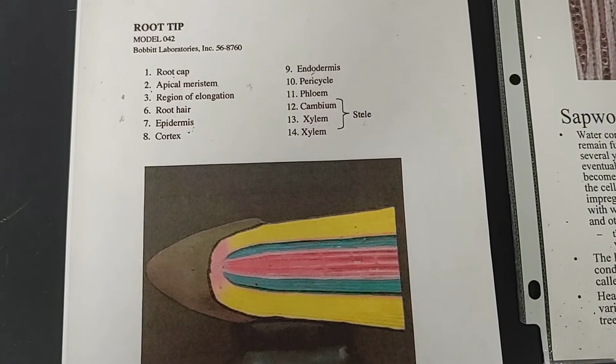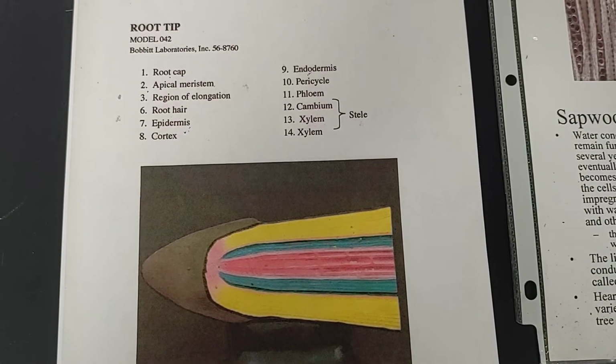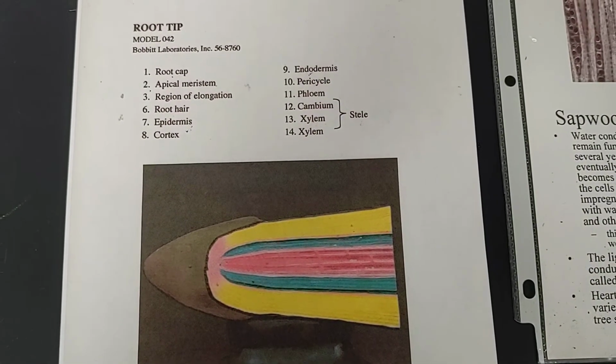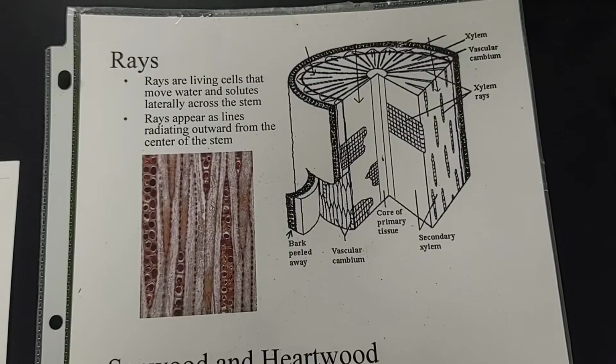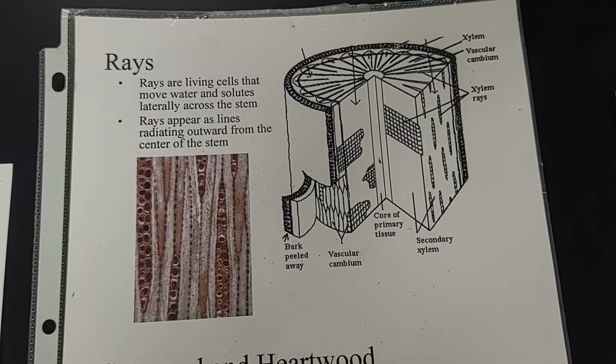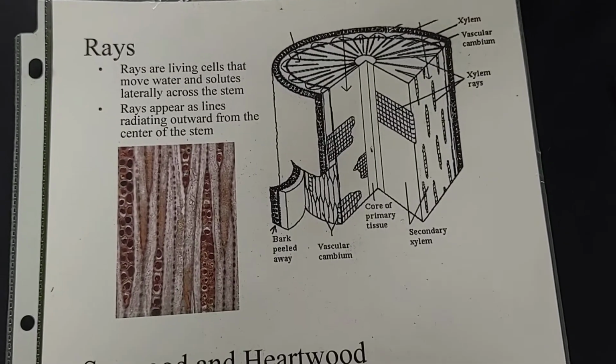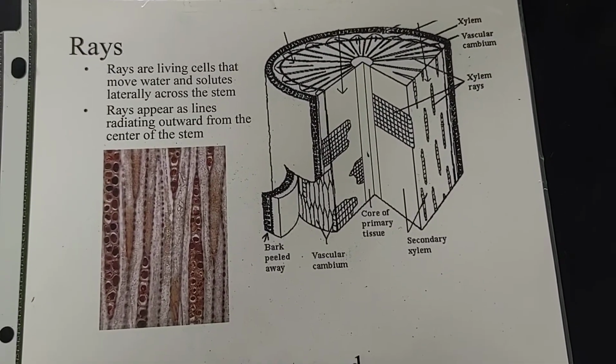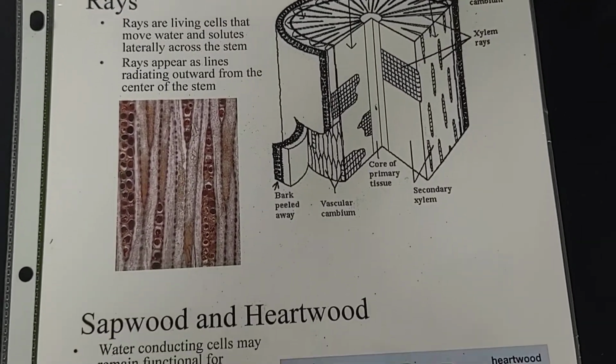Also, our famous root tip model, to remind you again where those meristems are. Root and shoot meristems. So rays are essentially what they sound like, little rays of sunshine coming from the center of the tree, and they move solutes in between and laterally throughout the stem.